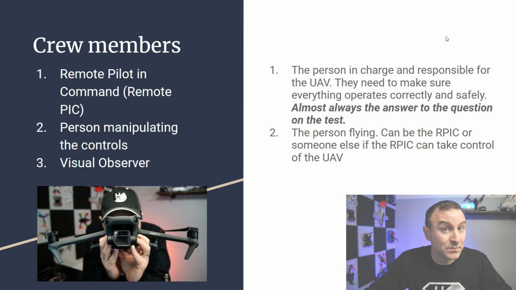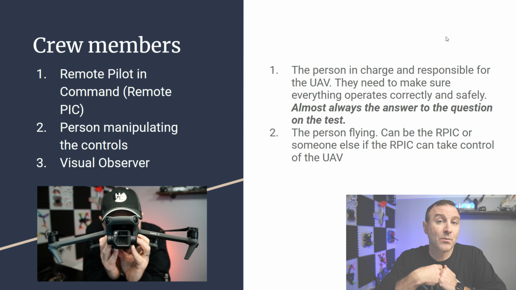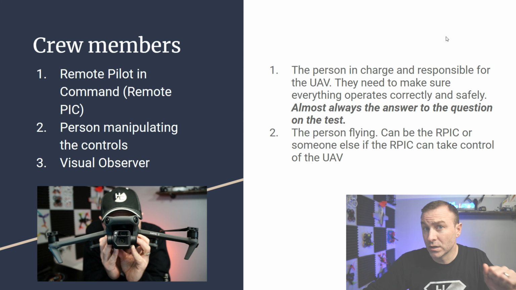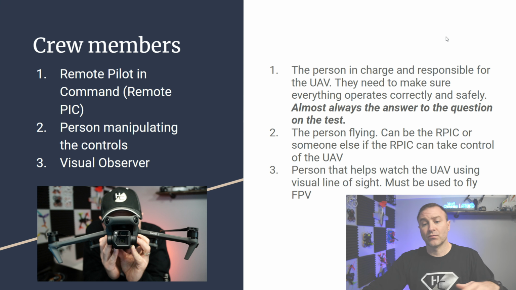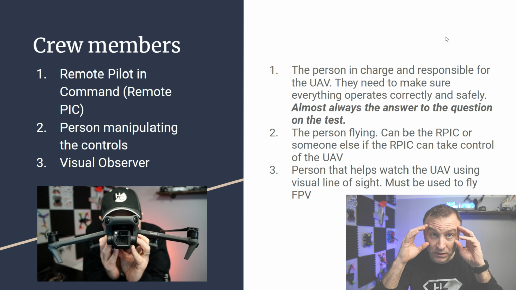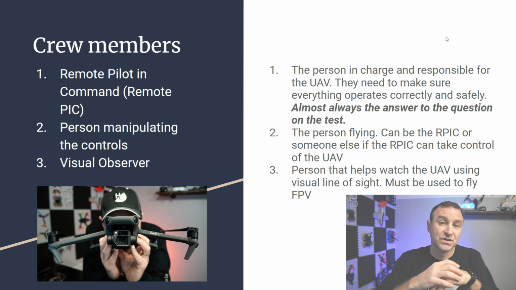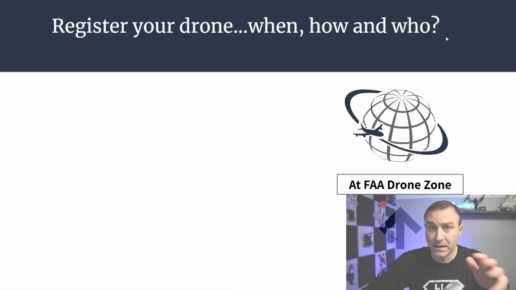It doesn't have to be, right? I could have my buddy fly and then I'm watching them. I'm the remote pilot in command because I have the 107 and my buddy is flying because it makes more sense that way. And then we could have a visual observer. That is the person that is watching the drone, right? They need to make sure they have a visual line of sight. Now, if you're flying FPV, you're under the goggles, you can only do so if you have a visual observer. So something to keep in mind.